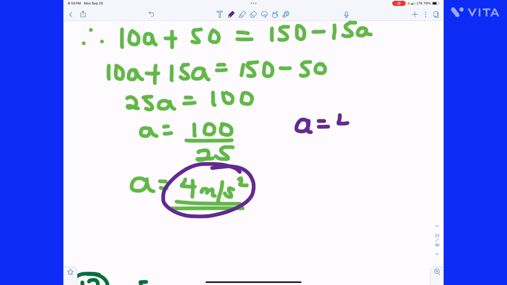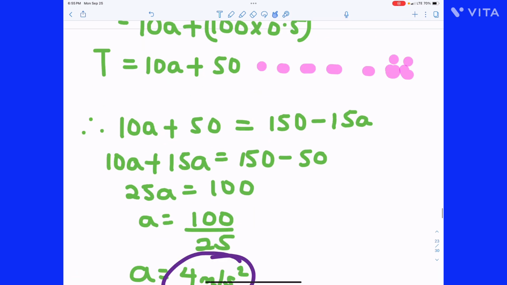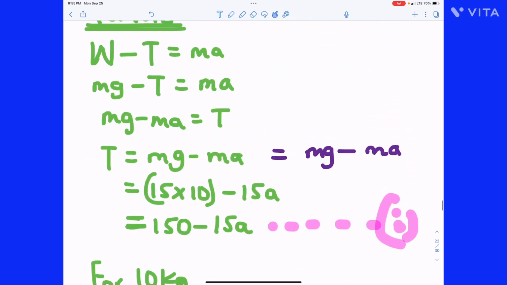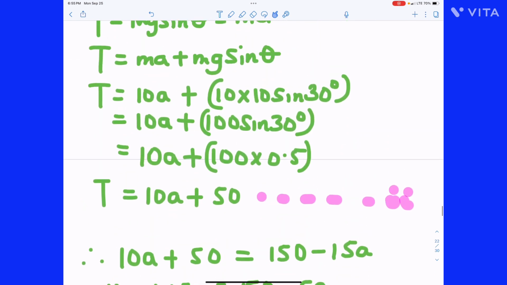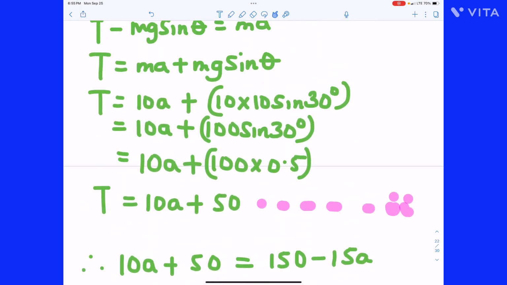Let's assume I did not evaluate my g. I would have had 15g minus 15a. So let me use that. The first side would have been 15g minus 15a. And the second side would have been, what is the g here?